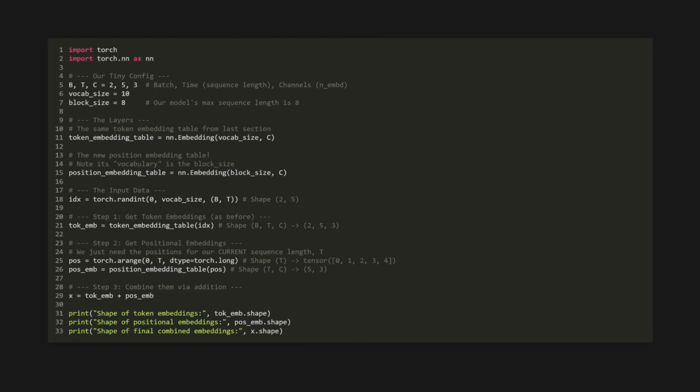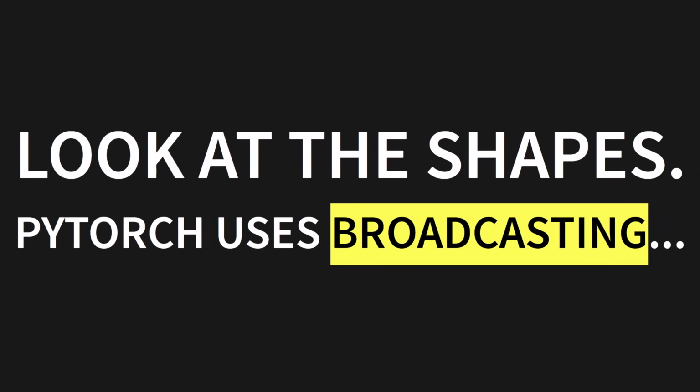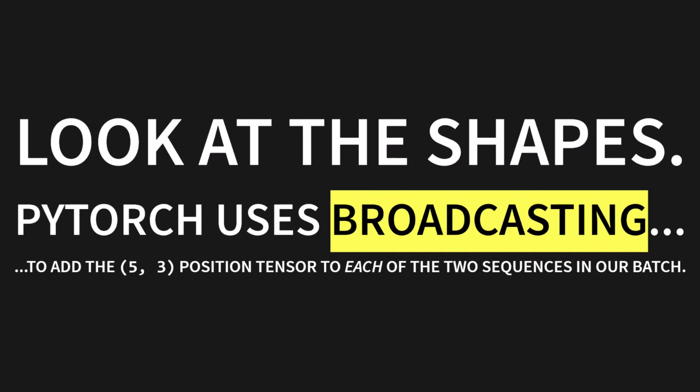Finally, let's print the shapes and see what happened. And here's the output. The shape of our token embeddings is torch.Size of 2, 5, 3. The shape of our positional embeddings is 5, 3. And the shape of the final combined embeddings is 2, 5, 3. Now, look at those shapes again. How can you add a 2 by 5 by 3 tensor to a 5 by 3 tensor? The answer is PyTorch uses broadcasting. PyTorch is smart. It automatically takes that 5 by 3 position tensor and adds it to each of the 2 sequences in our batch. It just works.